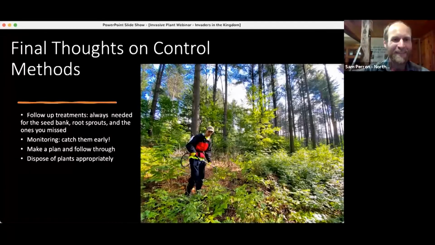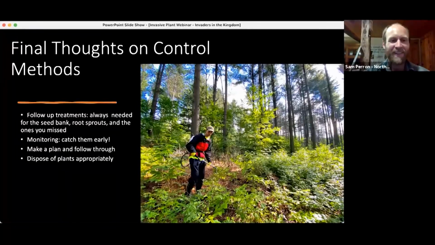Don't be upset if you come back the next year and there are still some invasives. You're almost always going to need a follow-up treatment, whether it's 1 year of follow-up treatment or 5 years of follow-up treatments. You almost always need to go back and do something afterward. There are going to be seeds in the seed bank that continue to sprout. There might be root sprouts. There might be some that you miss. That's okay. Don't be discouraged.